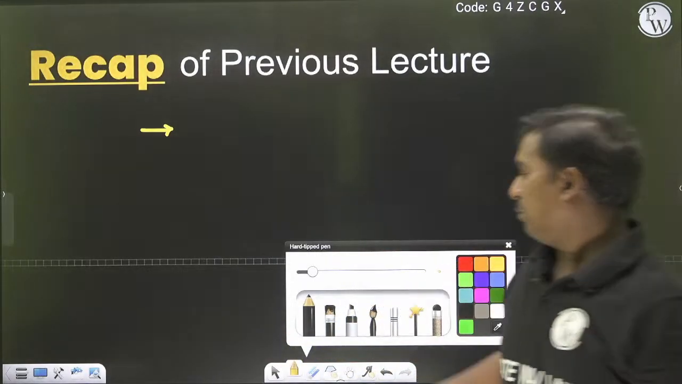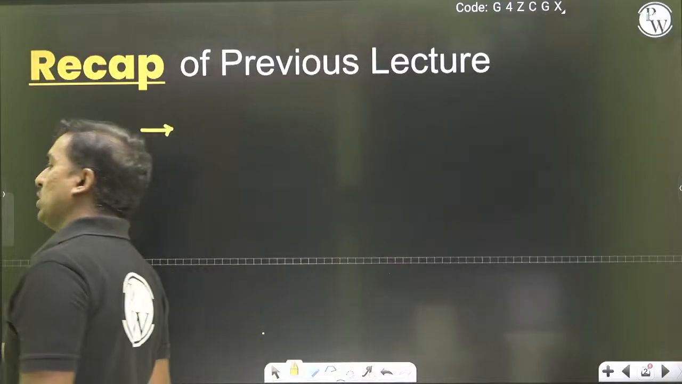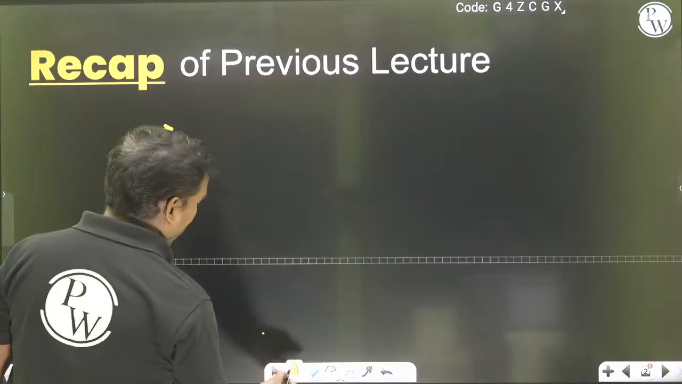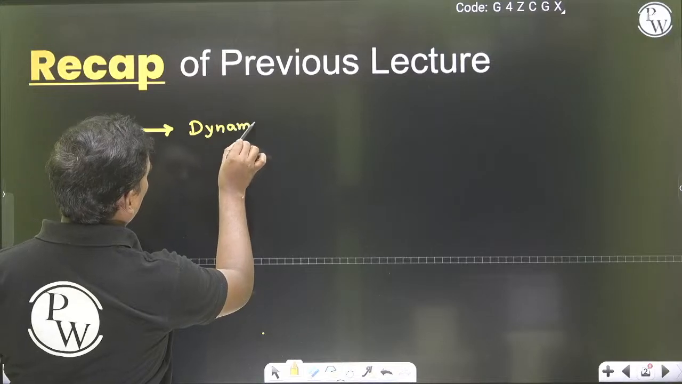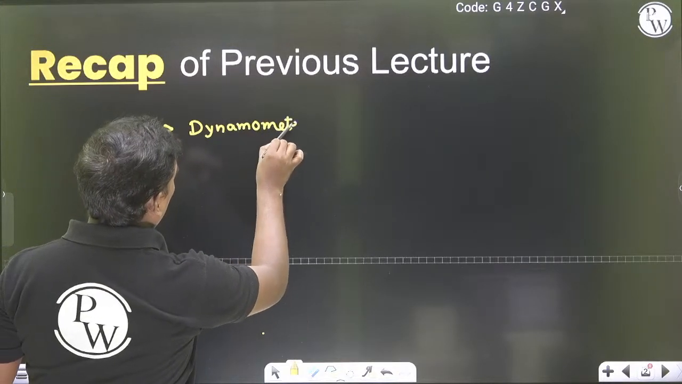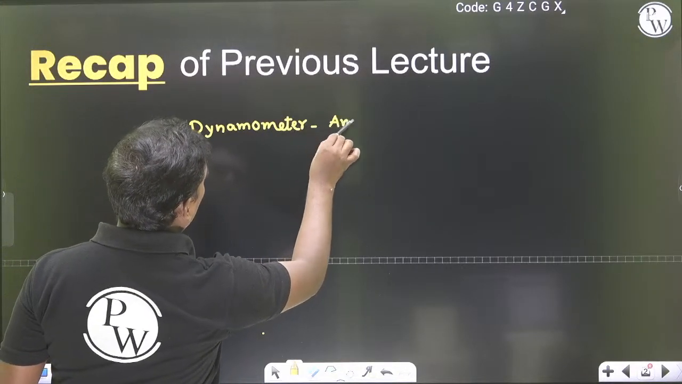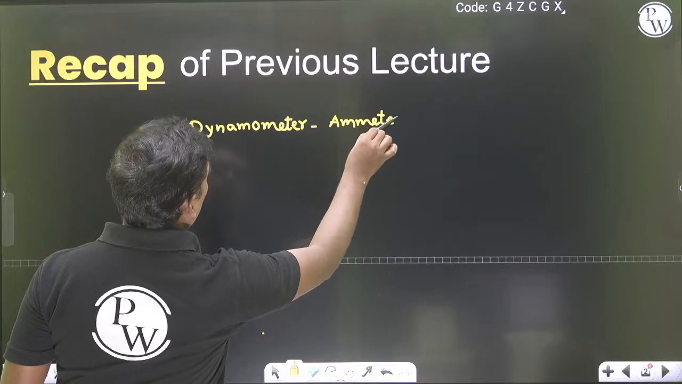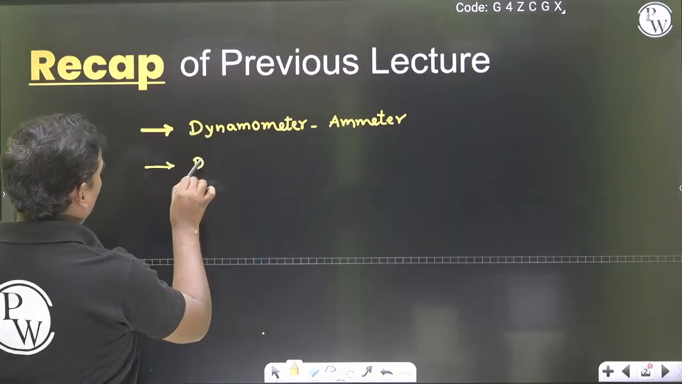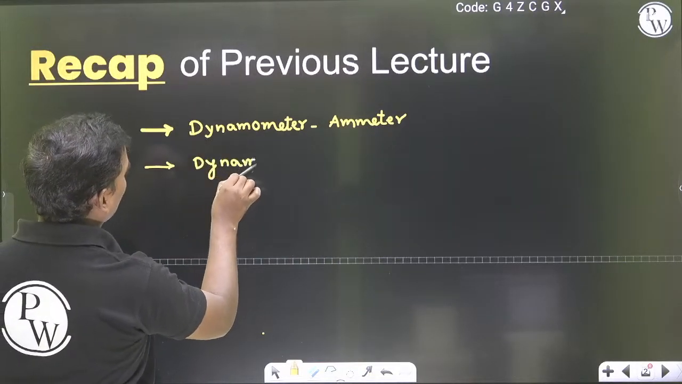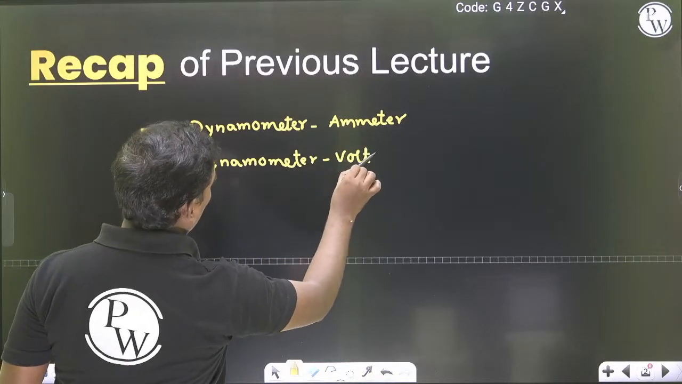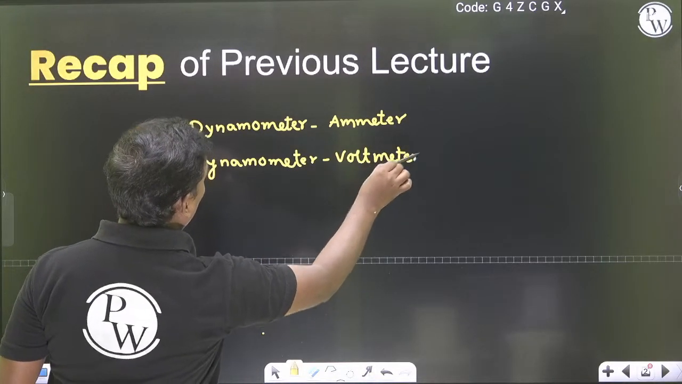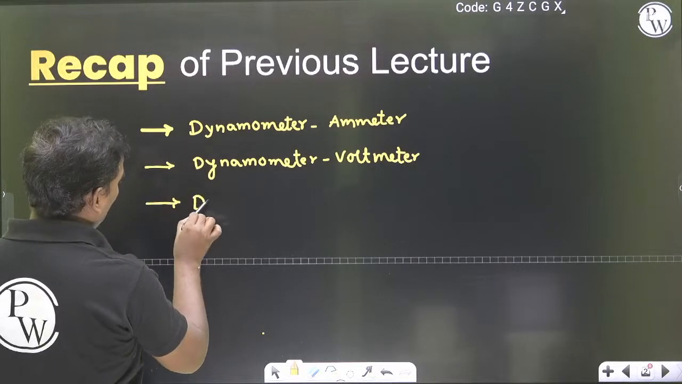अभी तो क्लियर है। So recap of previous lectures देखेंगे, हमने क्या क्या discuss किया है previous lectures में। Dynamometer ammeter we have discussed, and dynamometer voltmeter we have discussed, and the last one is dynamometer wattmeter.